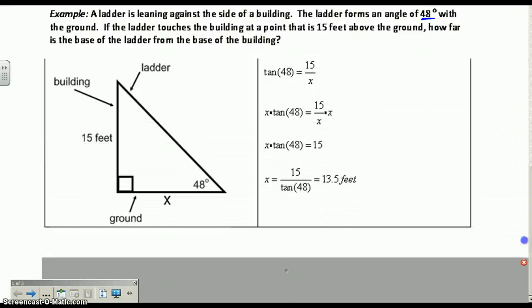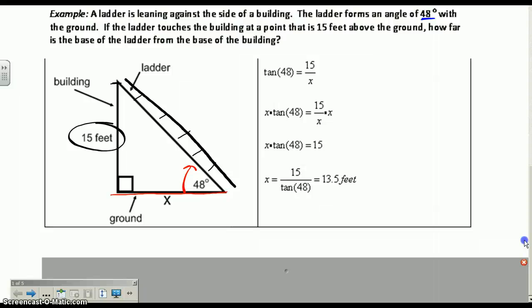If you look at the left side of your screen, here's the diagram. We have our ladder up against a building, and it says that the ladder is 15 feet off the ground, so that's why I labeled this distance 15 feet. Angle of elevation is always off the horizontal, so that's why you see here's my horizontal, and the angle of elevation is above the horizontal at 48 degrees. Now we need to find the distance between the bottom of the ladder and the bottom of the building. That's why we labeled this ground x.